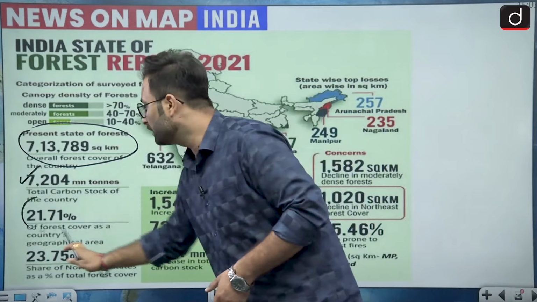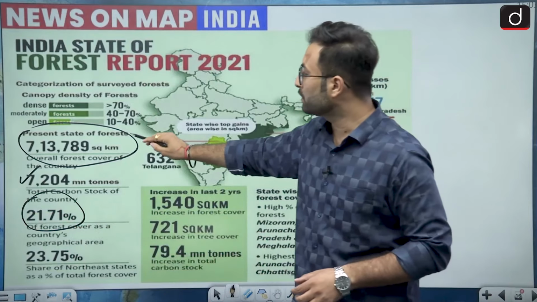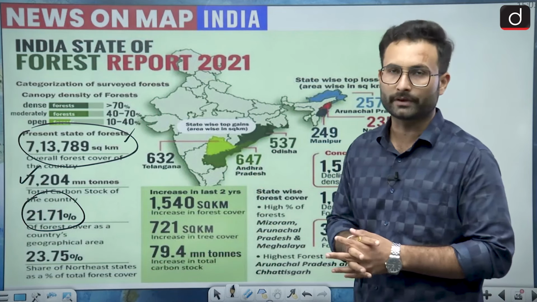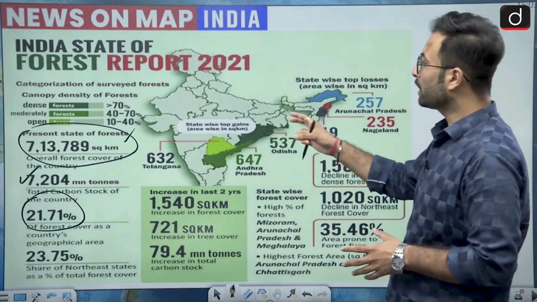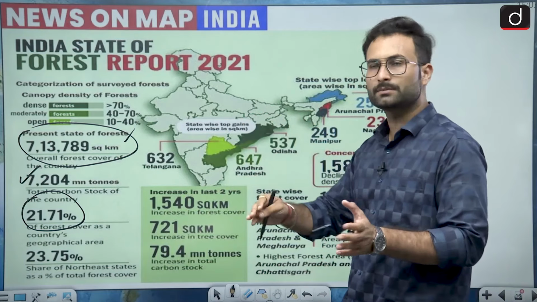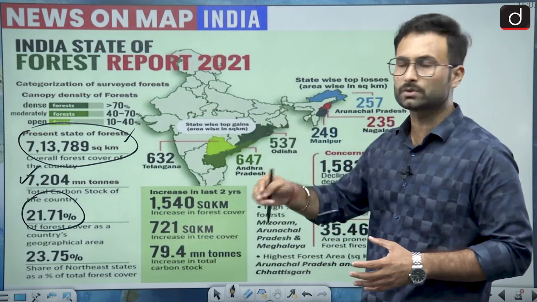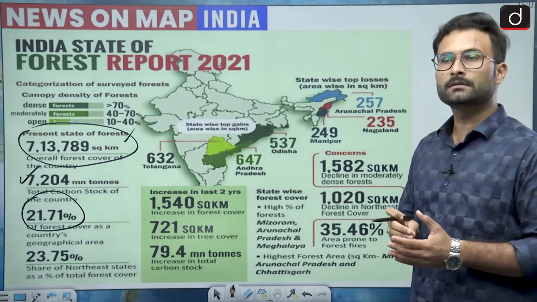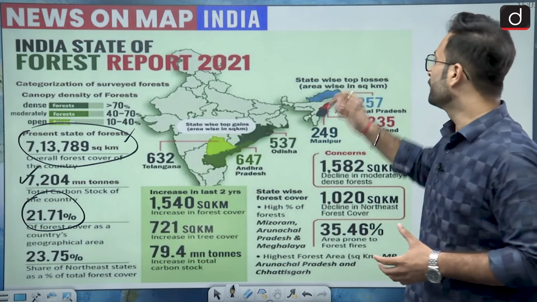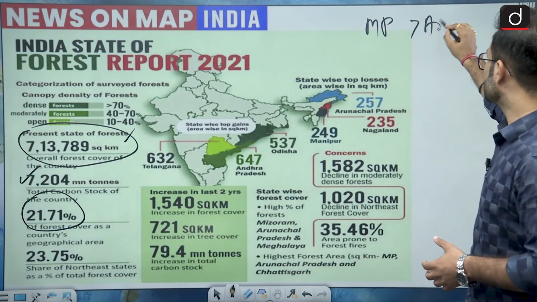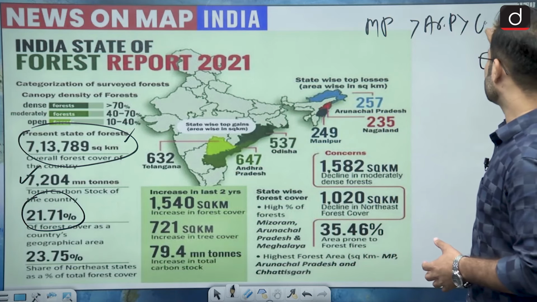Then 21.71%, that is the forest area as a percentage of the geographical area. Now we will be talking about certain facts. There is an increase in the last 2 years, because this is a biennial report. State wise, in terms of area, Madhya Pradesh has the largest cover, then there is Arunachal Pradesh, then we have Chhattisgarh.